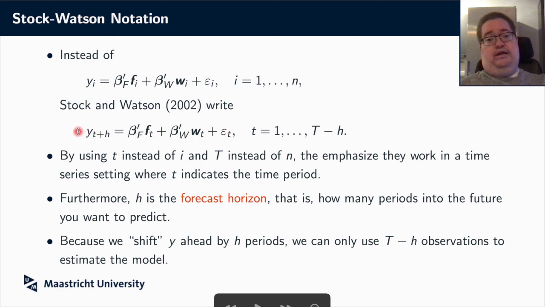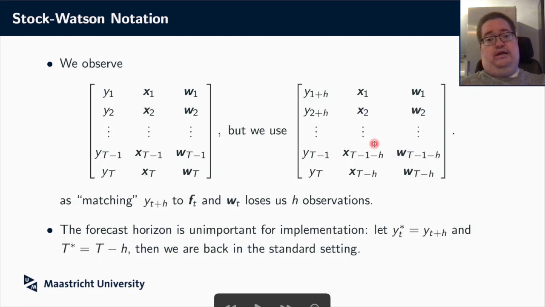But even if you don't, the only difference to the model as I formulated it is that actually what we're using is t minus h observations. So we're not using all t of them or all n, but we're using actually t minus h.